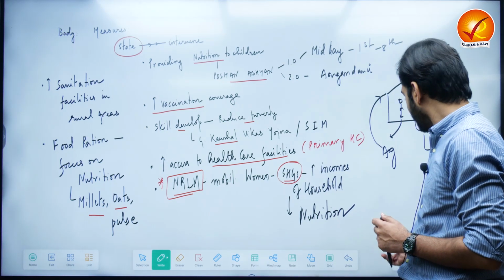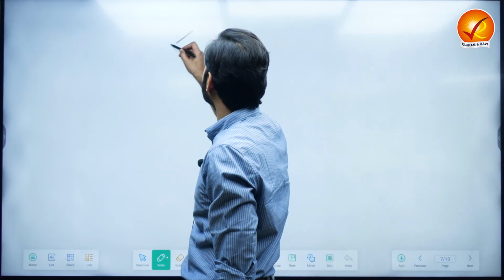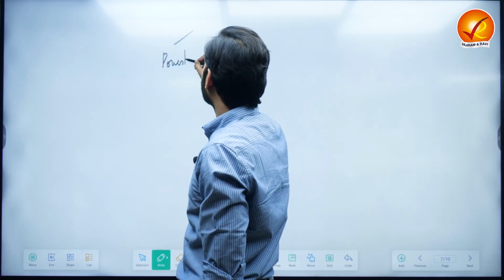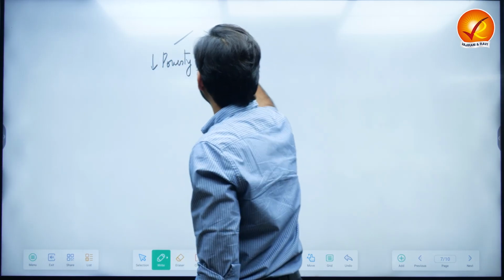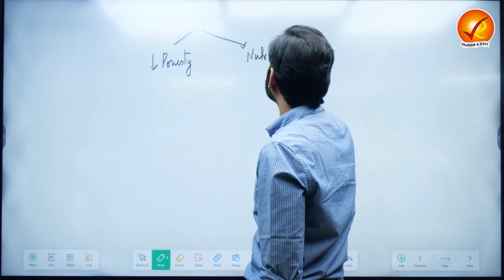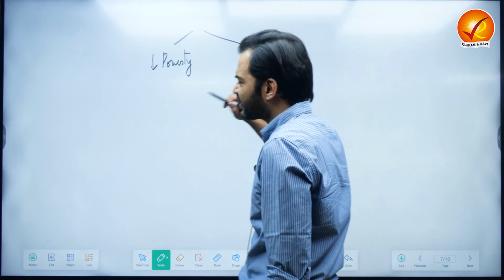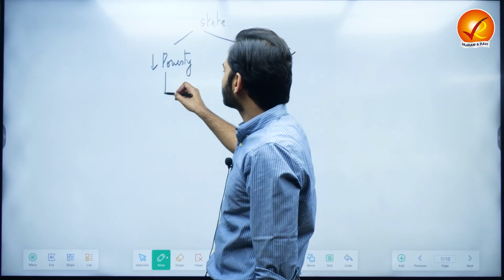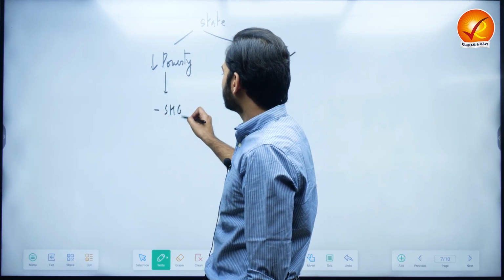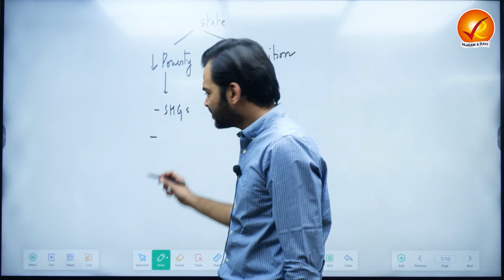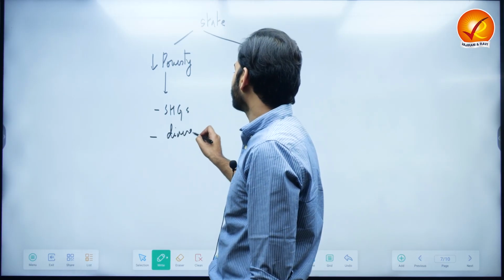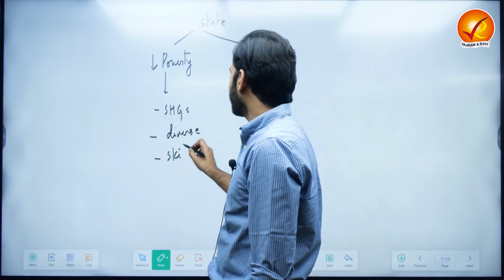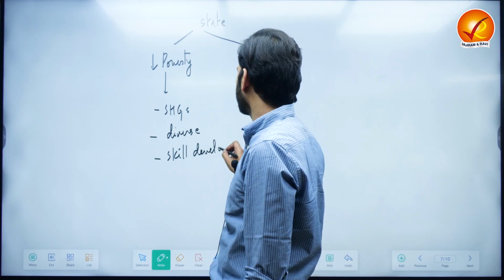So we can also write it like this. In the body, you can also say how to target poverty, how to reduce poverty, and how to target nutrition. You can divide your answer into these two parts also. How can the state do so? So to reduce poverty, mobilize women into SHGs, diversify income opportunities of people, and go for skill development. You can write like this.